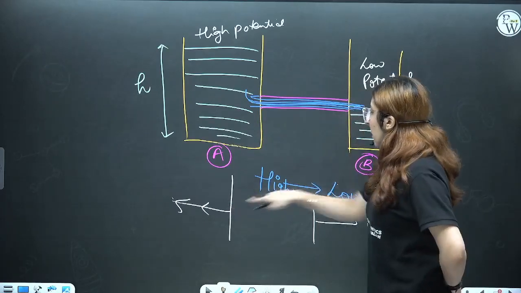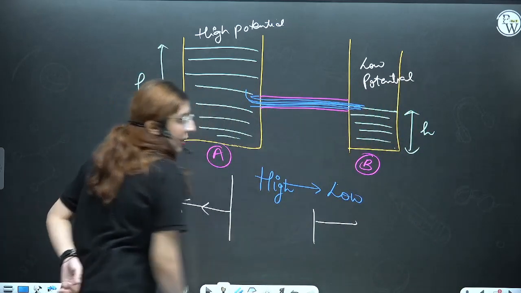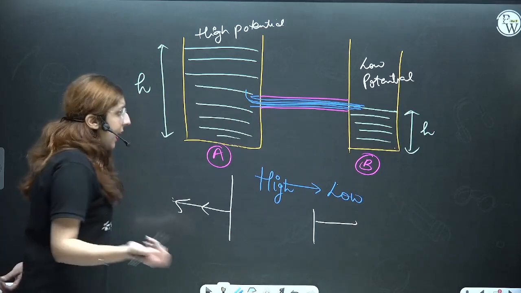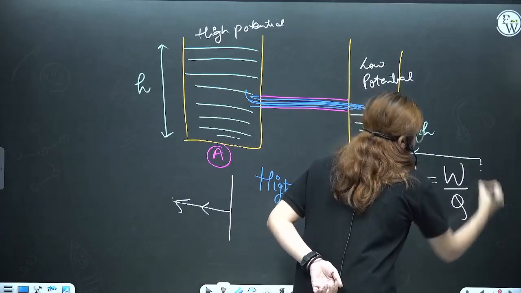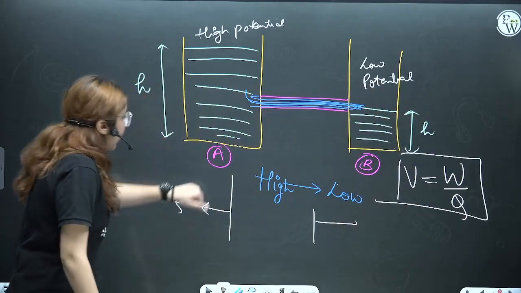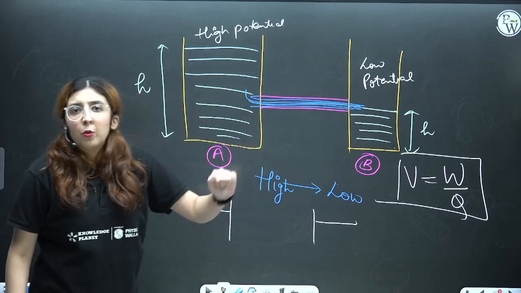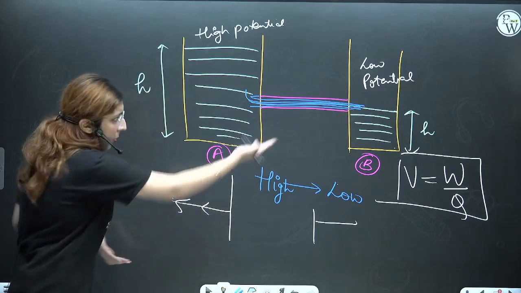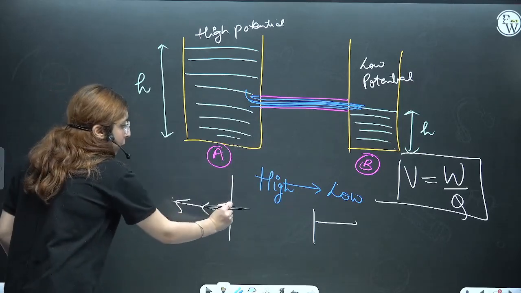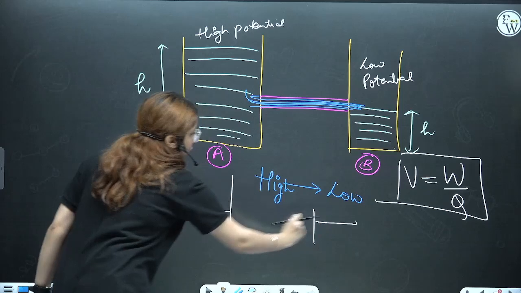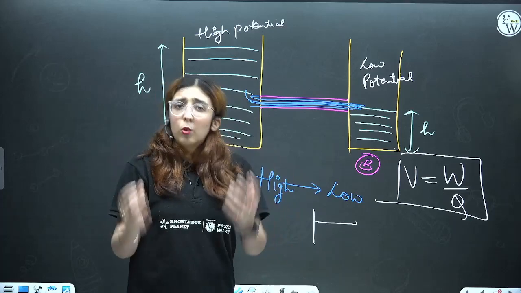This one, moving from higher to lower. Yes, ma'am, the charges are going to move from higher potential to lower potential. They are going to do work. Work done upon a particular charge. Potential difference: they are going to move, flow will be there, particles are going to move, so some work will be done. So work done by a particular charge is nothing but your voltage. Work done in moving from higher potential to lower potential on a particular charge will be your potential difference or voltage. Take this as voltage.